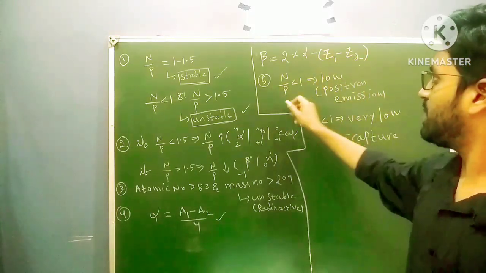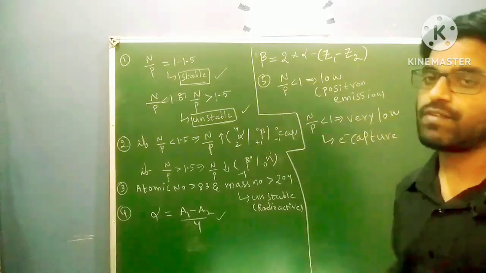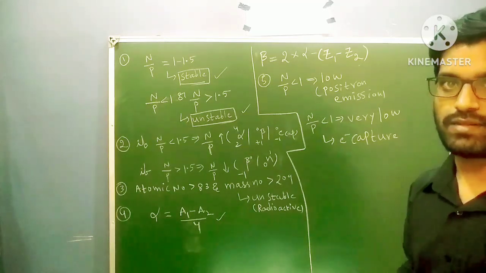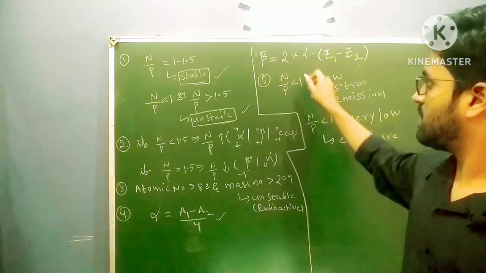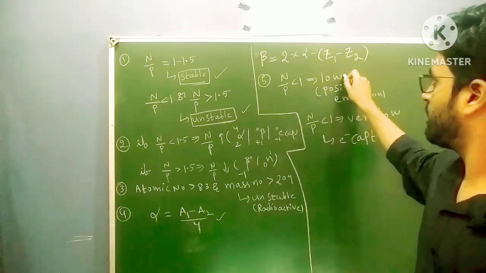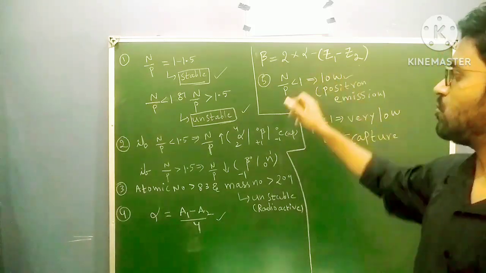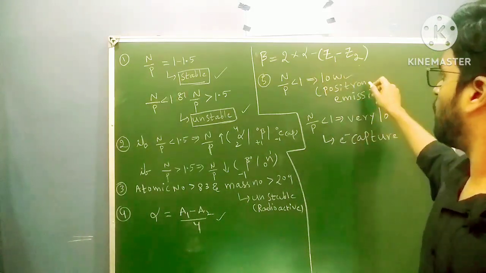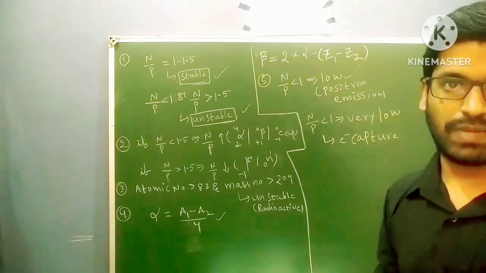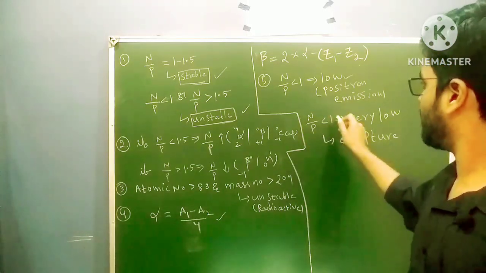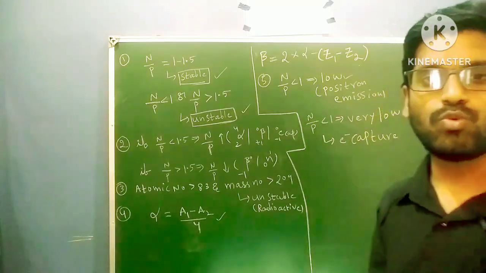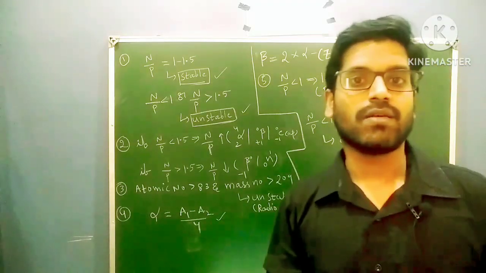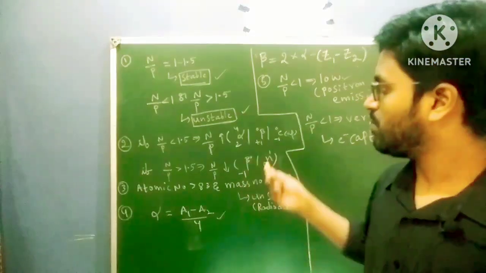Next, if n by p is less than 1, how do you identify when electron capture will take place and when positron emission will take place? So here n by p is less than 1. If n by p less than 1 is low, that means 0.9, 0.8 like that, then positron emission will take place. If n by p less than 1 is very low, that means 0.2, 0.4 like that, then electron capture will take place. So these are the important points.